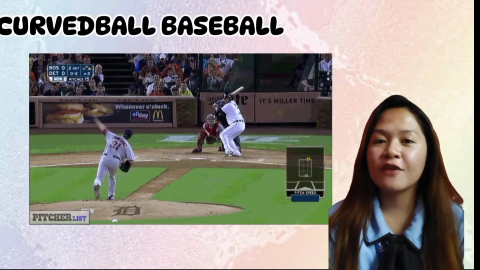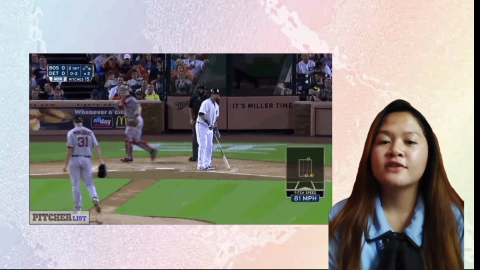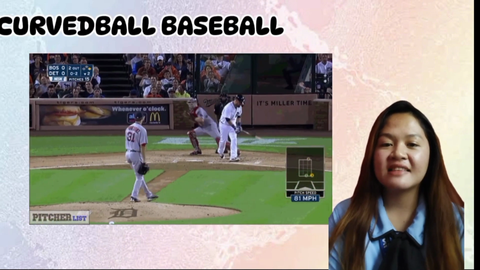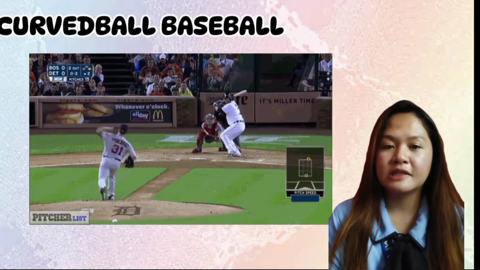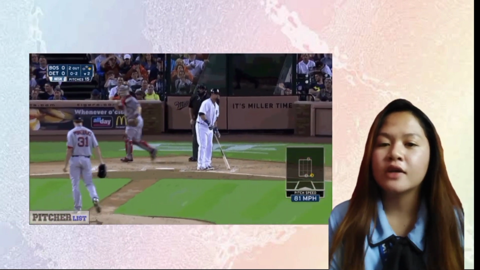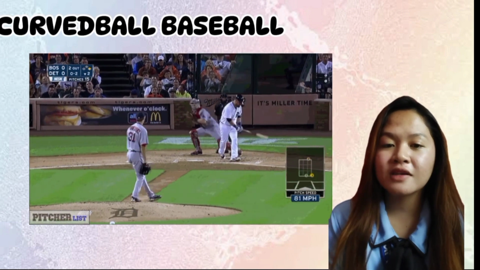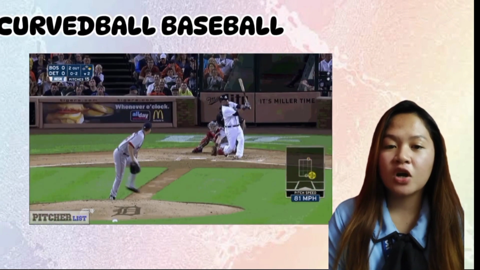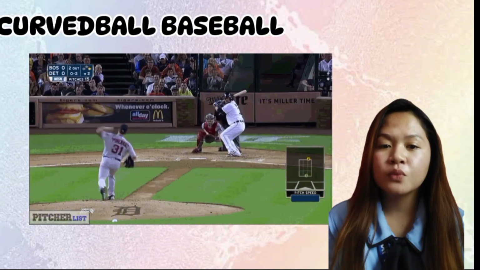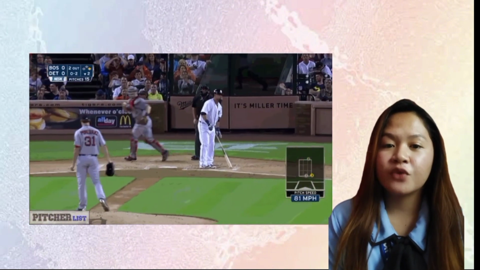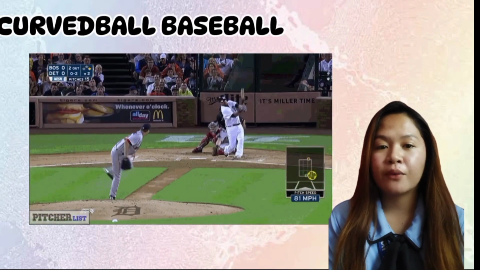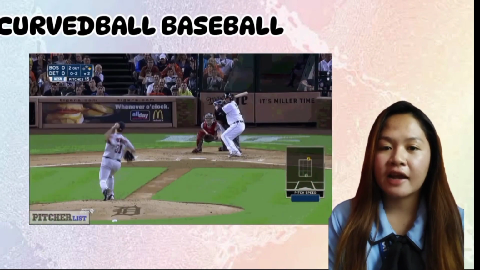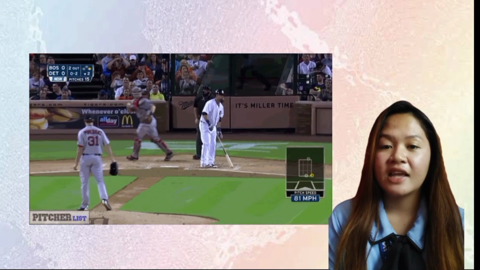And lastly, we have the curveball in baseball. The power of a curveball lies in the beautiful interplay between speed, airflow, and Bernoulli's principle. Here's the breakdown. When a pitcher throws a curveball, they impart a strong spin on the ball, usually clockwise if thrown to a right-handed batter. This spinning motion drags the air around the ball, creating different air speeds on either side.